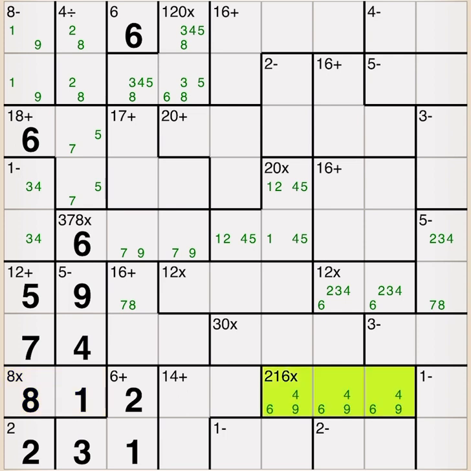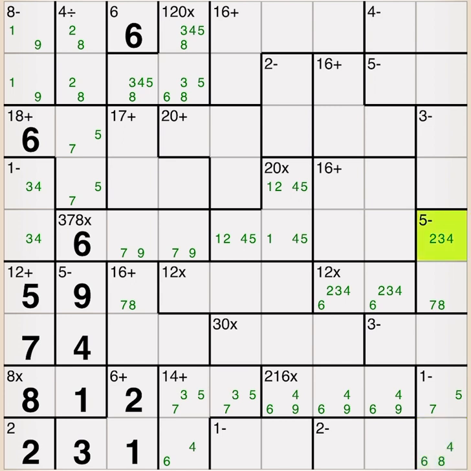So 216 is 9 times 24. 4, 6, 9, 8, 1, 2, 4, 6, 9, 3, 5, 7. 3, 5 would give you 6. 3, 7 would give you 4. 5, 7 would give you 2. So we can't have 5, 7 there, which means there must be a 3, which means there can't be a 3 there. So we can take that out. And that leaves the possibilities here as 4, 6, 8.